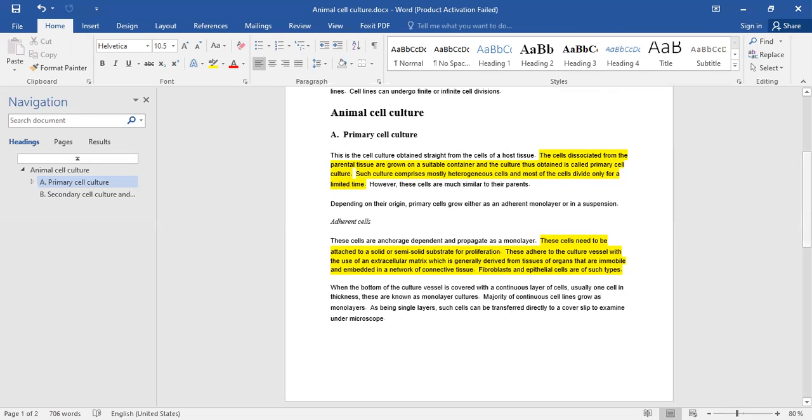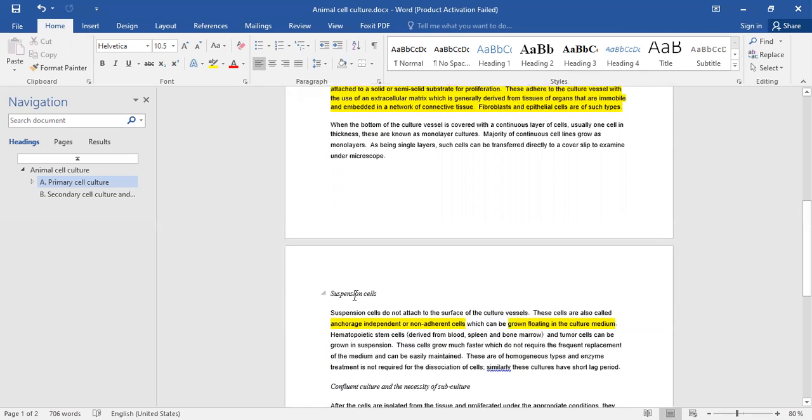The next type of cell is suspension cells. When the cells are grown in the media in floating conditions, and they are not immobilized on any surface, then they are known as suspension cells. They are grown floating in the culture medium. An example is the hematopoietic stem cells, such as the stem cells derived from the blood, spleen, and bone marrow. So these are the examples of suspension cells which are in floating conditions in the media.